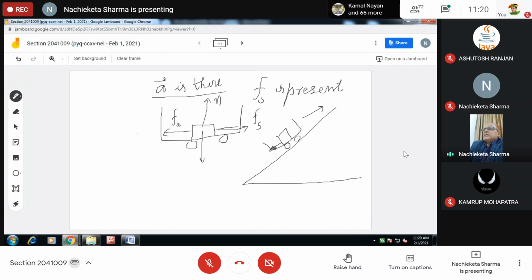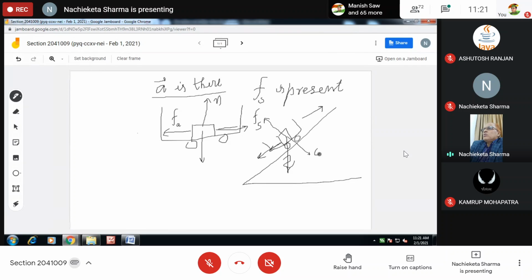The box is sliding. Okay, now what is happening? Let us see. Now you see one force, the weight is acting like this. Normal force will act like this. Weight will be resolved into two components. One component like this, another component like this.